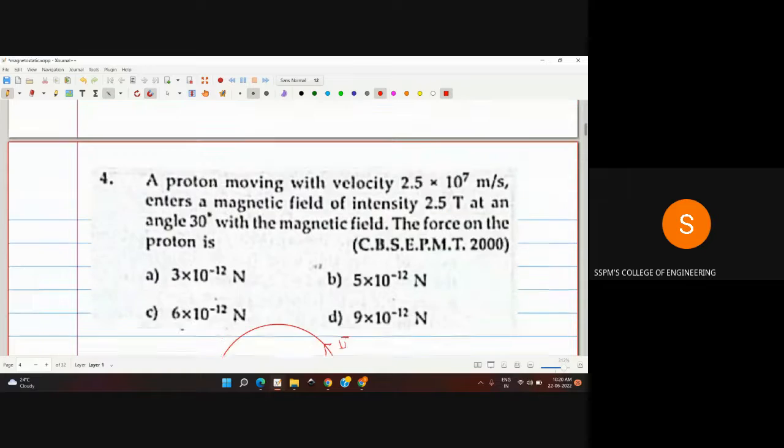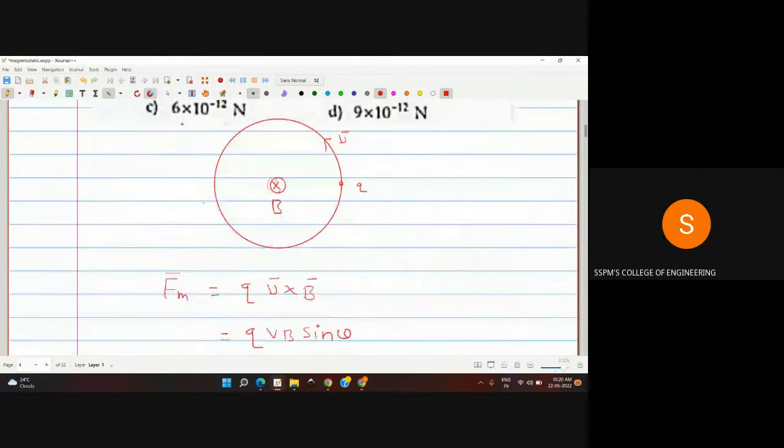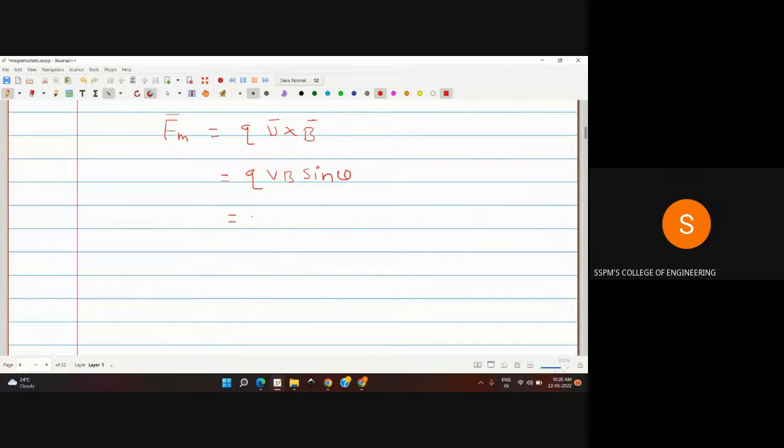Now the charge. Proton is given, and the charge on proton you must remember is 1.6 into 10 to the power minus 19 coulomb, the charge on proton. And it is positive.